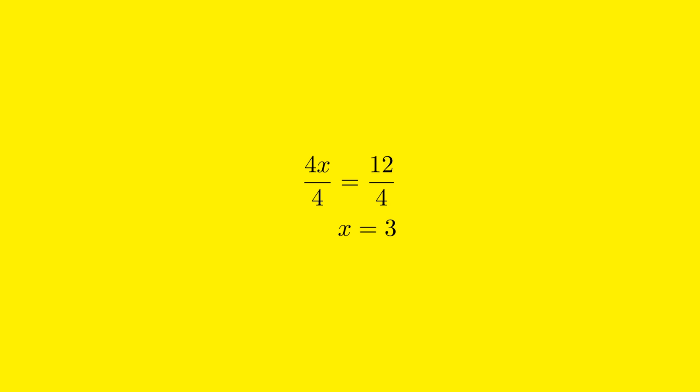Here is what it looks like when we perform the division. 4x divided by 4 equals 12 divided by 4. Notice that 4 divided by 4 equals 1. Therefore, on the left side, we are left with just x. On the right side, 12 divided by 4 equals 3. As a result, our final solution is x equals 3. This means we have successfully isolated x and solved the equation. The value of x is 3. This is the final step.